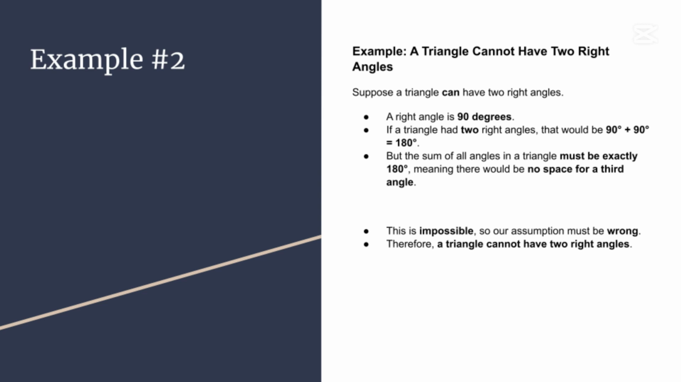degrees. However, the sum of all angles in a triangle has to be exactly 180 degrees, which means there will be no space for a third angle. What does this tell us? We have reached a contradiction. It's impossible. So our assumption must be wrong. Therefore, a triangle cannot have 2 right angles. So our original statement is true, that a triangle cannot have 2 right angles. Super simple example of how proof by contradiction works.